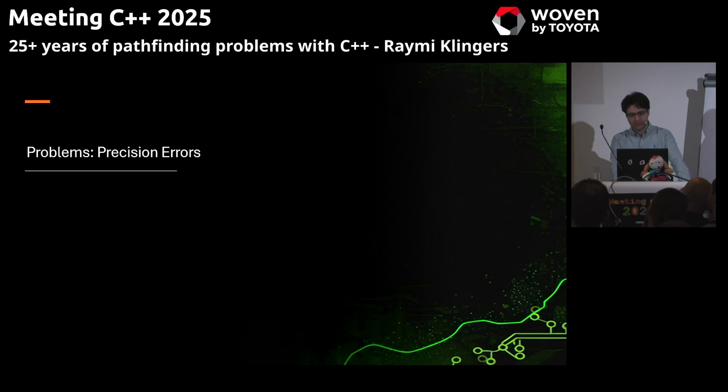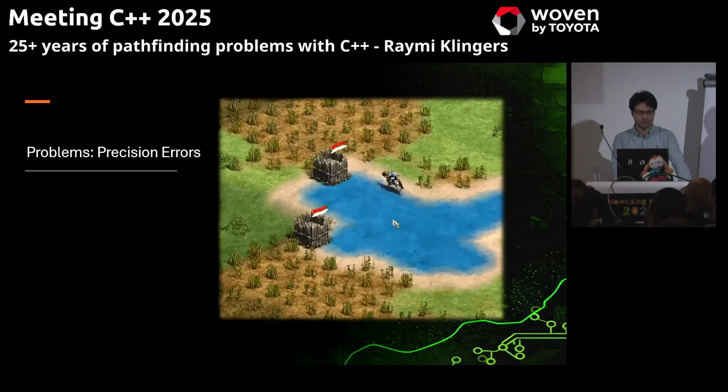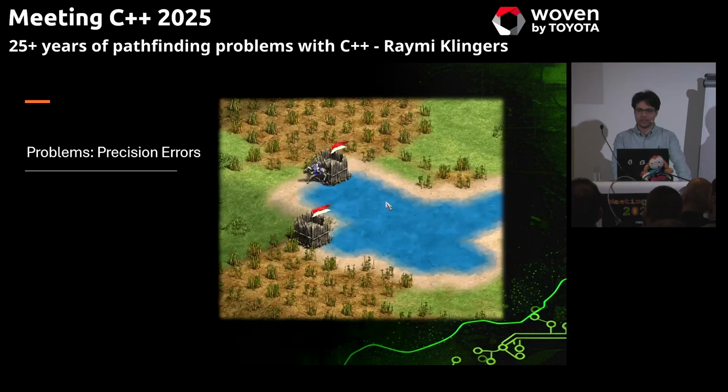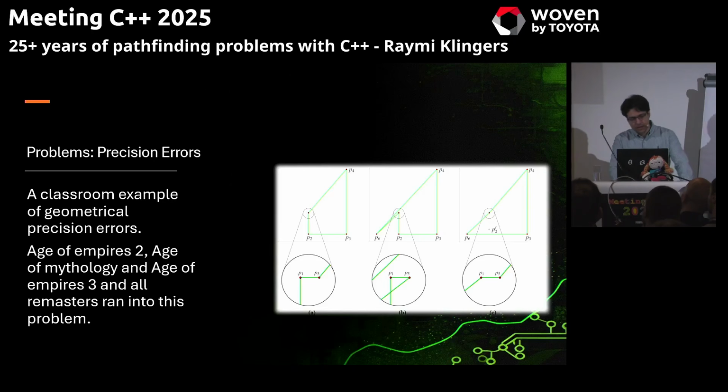Now, this algorithm, unfortunately, has some problem with precision. And it leads to units sometimes walking through walls or houses or any type of obstructions. Now, this turned out to be a classroom example of geometrical precision errors. So when you have the gift wrapping algorithm to create a convex hull, and you have 2 points that are very close to each other, or if they're collinear, so almost on a perfect line, the algorithm does not have enough precision to function.